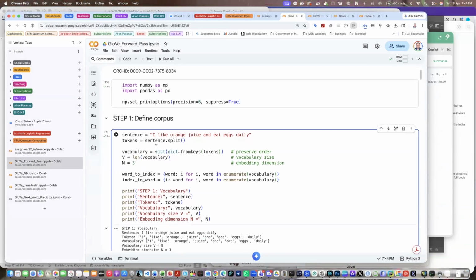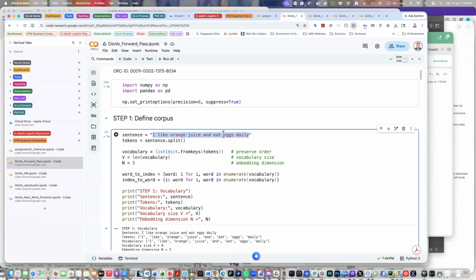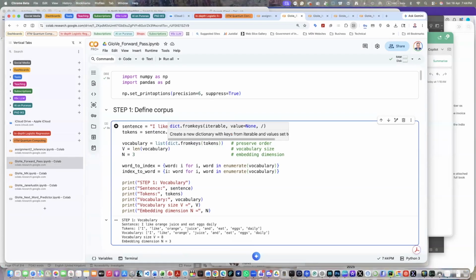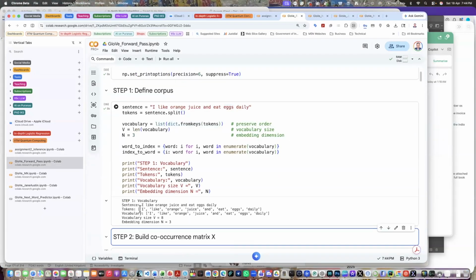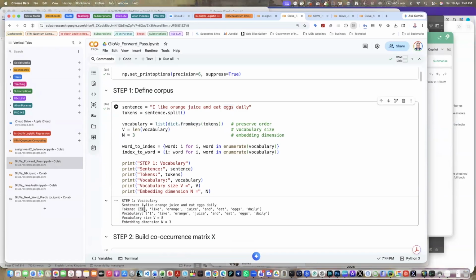So I take a vocabulary, I take a sentence. Normally, my corpus will contain a lot of sentences, but for simplicity I have taken just one sentence: I like orange juice and eat eggs daily. The same thing we used in CBOW and skipgram also. I take out the vocabulary from this, and I get these tokens. Right now I'm doing word tokenization. There are advanced tokenization techniques, which I'm not able to take advantage of right now, because GloVe would not support that. By the way, the GloVe algorithm was created by Stanford University. This is just for historical information.